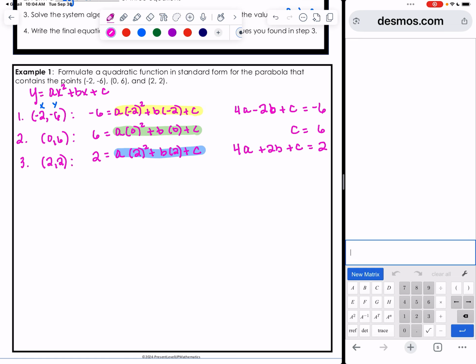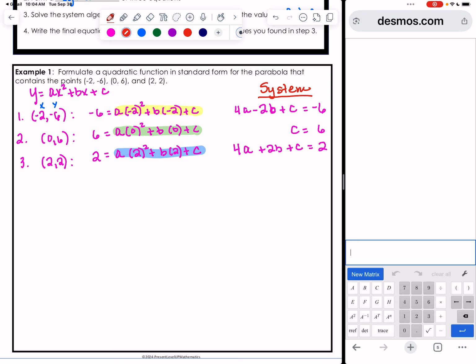Now, this is the system of equations I'm going to solve. Let me write this down. This is our system that we're going to solve. Now, this one's not going to be as bad as some of them to solve because we already know that one of the variables, c, is equal to 6. So I'm going to rewrite this system, and I'm going to substitute in a 6 for each c.